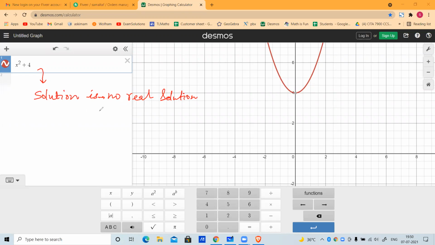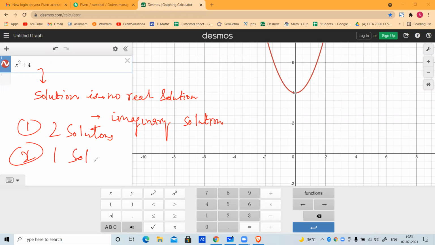There can be an imaginary solution, which we can show by imaginary numbers. But I don't want to tell you about that. I just want to tell you that you can have three cases. Number one, you can have two solutions when it will cut the x-axis. You can have the second case as one solution when it will touch the x-axis. And you can have the third case as no solution, no zeros. We call them zeros of a polynomial, zeros of a quadratic equation, zeros of a cubic equation.